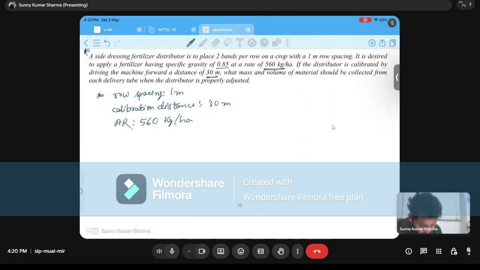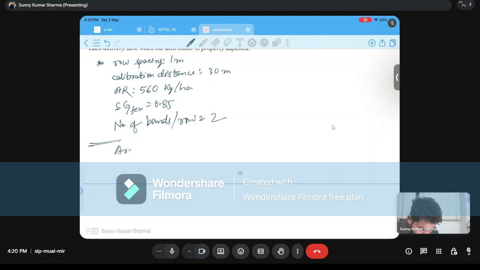The specific gravity of the fertilizer is 0.85 and the number of bands per row is 2. So first we will calculate the area covered during calibration.